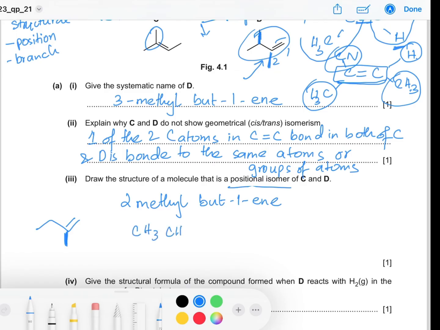So that's CH3, CH2, and then you have a carbon that has a methyl branch, and it's also double bonded to CH2.